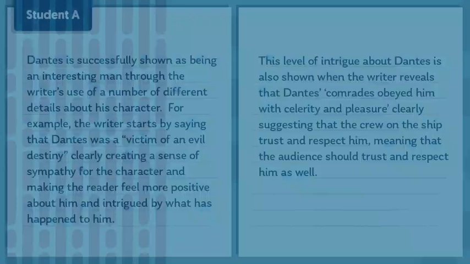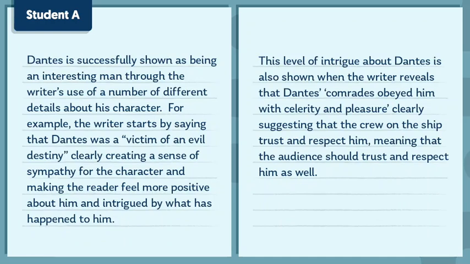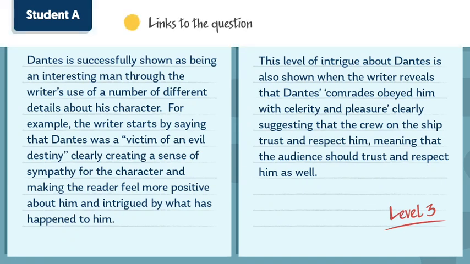Let's take a look at part of Student A's response to this question first. Press pause now to give yourself time to read it through, then press play again when you're ready. This student has achieved a level 3 overall. In this part of the response, they've made a number of links to the question and used some language that shows that they're making a judgment.